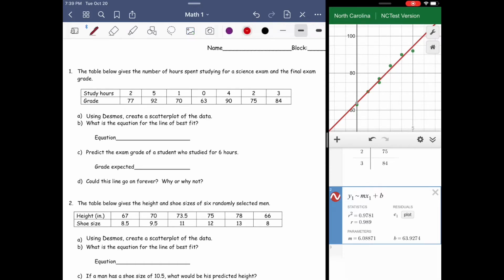Alright, so a couple of things that we're going to look at. The first thing I'm going to look at is my R value. My R value tells me how good of a fit this problem is. So R equals 0.989. This is strong and positive. So we know when we make this prediction, it's going to be a really good prediction.